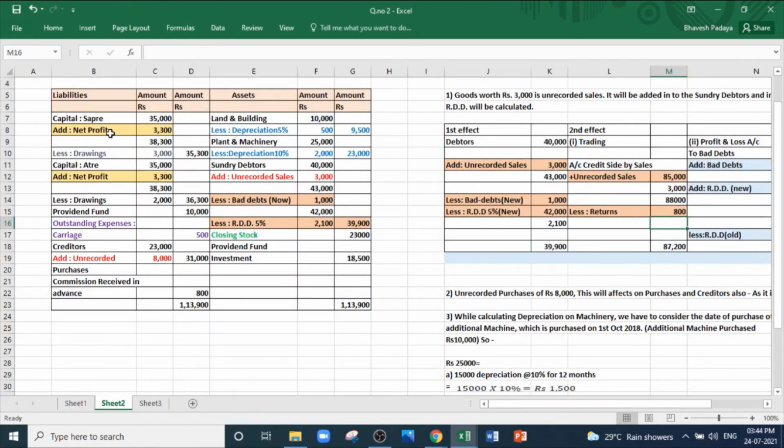Since it is profit, it will be added to their respective capitals. Total them. Supre is 35,000. Add the net profit, it will become 38,300, and less the drawings. Total of Supre is 35,300. Atre's capital was 35,000. Add the net profit, it will become 38,300. Less the drawings, it will become 36,300. Now you have all the adjustments done. Now you total the asset side and the liability side. The total of both the sides will be 1,13,900. Here the sum tallies.